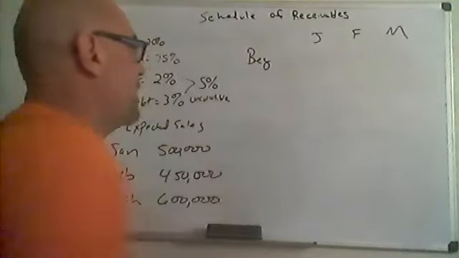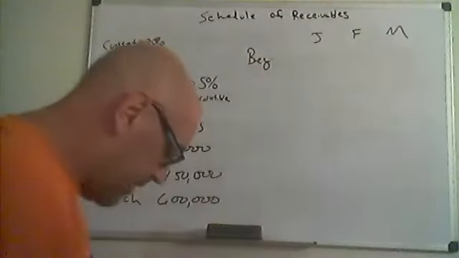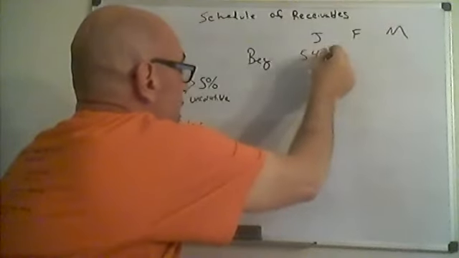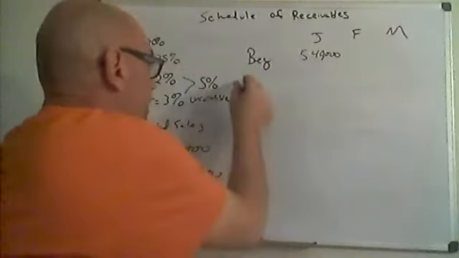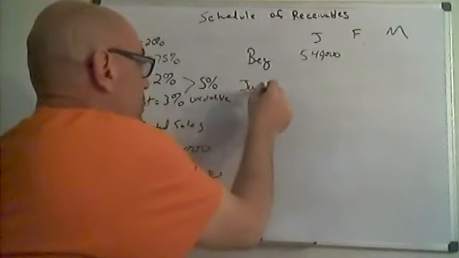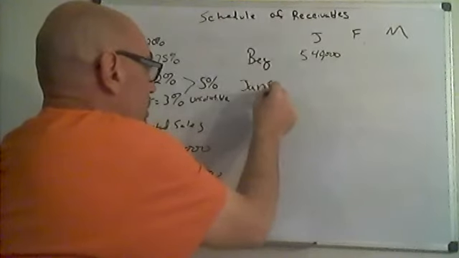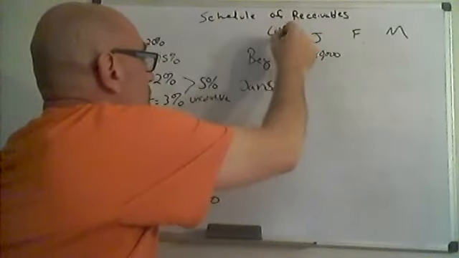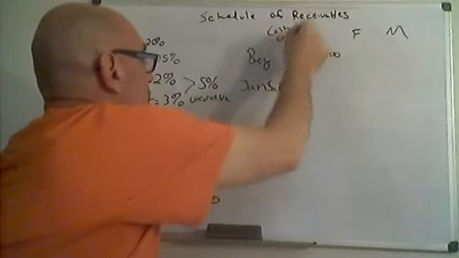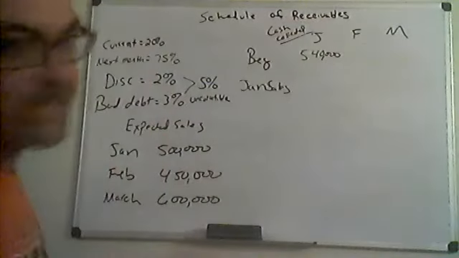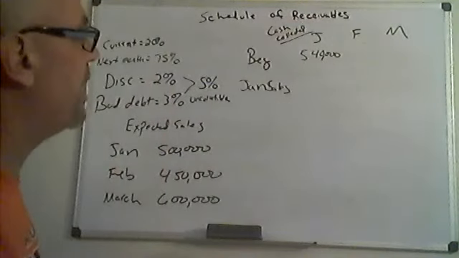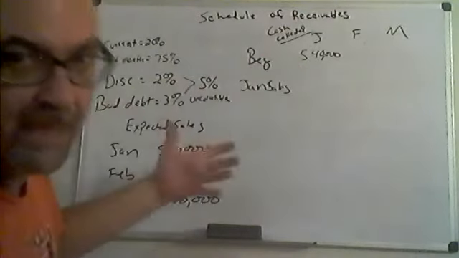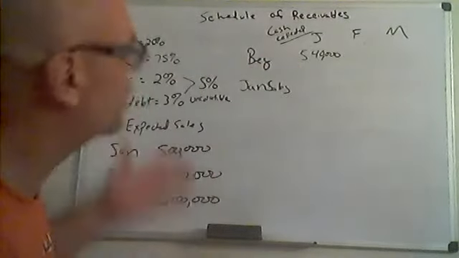This was also given to us: our beginning accounts receivable that we collected in January was 540. Okay, so this is going to be our cash collected schedule, a schedule of receivables and the amount of cash collected. It gave us that we collected 540 from the beginning. We don't have any numbers to go with that.